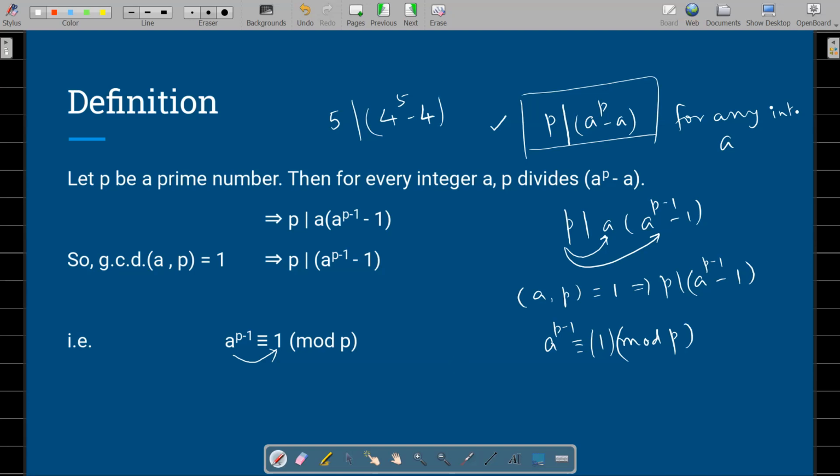But this result is true only for primes. Like if you try for composite numbers, it's not always true. Sir, for composite numbers most of the time it's not true, because pseudo primes are rarer than normal primes.